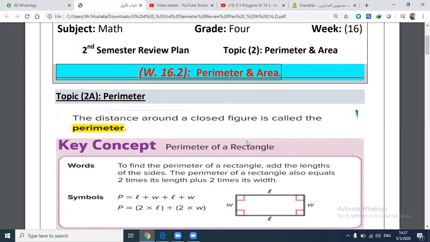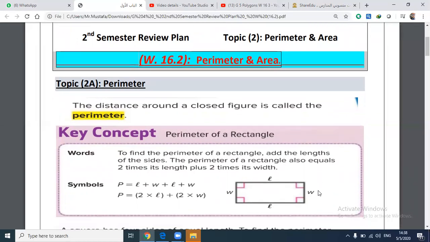Okay, as you see here, the perimeter of rectangle. To find the meaning of perimeter: the distance around a closed figure is called perimeter. To find the perimeter for any figure, whatever triangle, square, rectangle, pentagon, hexagon, any polygon, you have to find the total distance around this figure.